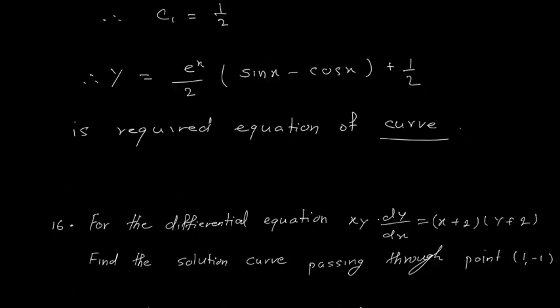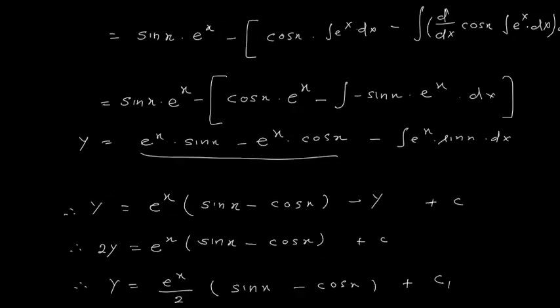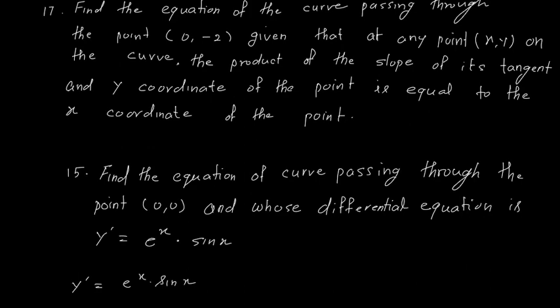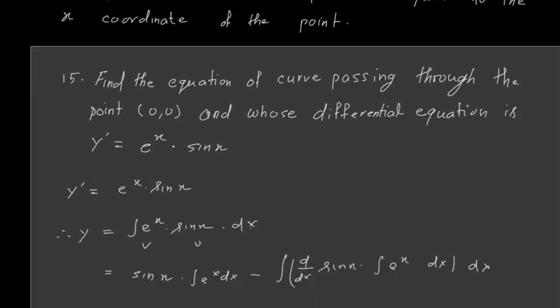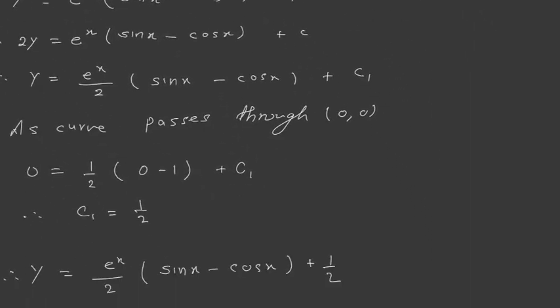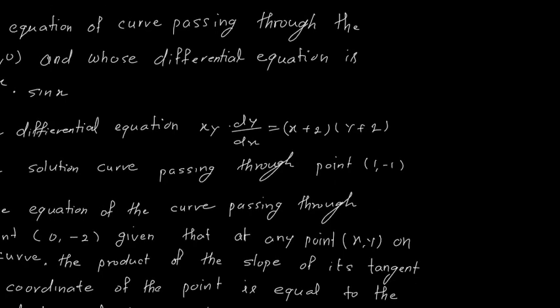Okay, so 2 problems related with curves. Now let us see what is the next question. The third question is: find the equation of the curve passing through the given point, given that at any point on the curve, the product of the slope of its tangent and the y coordinate of the point is equal to the x coordinate of the point. Just read the question again and put everything in terms of symbols, and we will be in a position to find the answer.